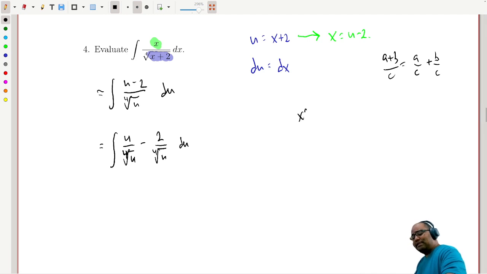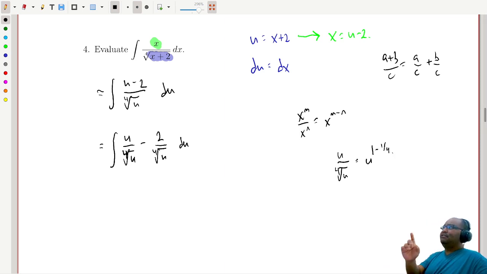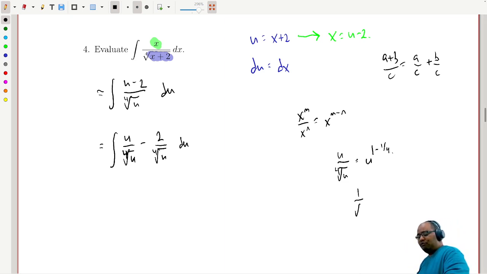So when I have x to the m over x to the n, I'm dividing with the exponents, I subtract the powers, okay? And so the idea here is that u over the fourth root of u is the same as u to the 1 minus 1/4, okay? And then we're going to take that 1 over u to that 1 over u square, this is hard. 1 over fourth root of u is u to the minus 1/4. Again, just elementary exponent rules.